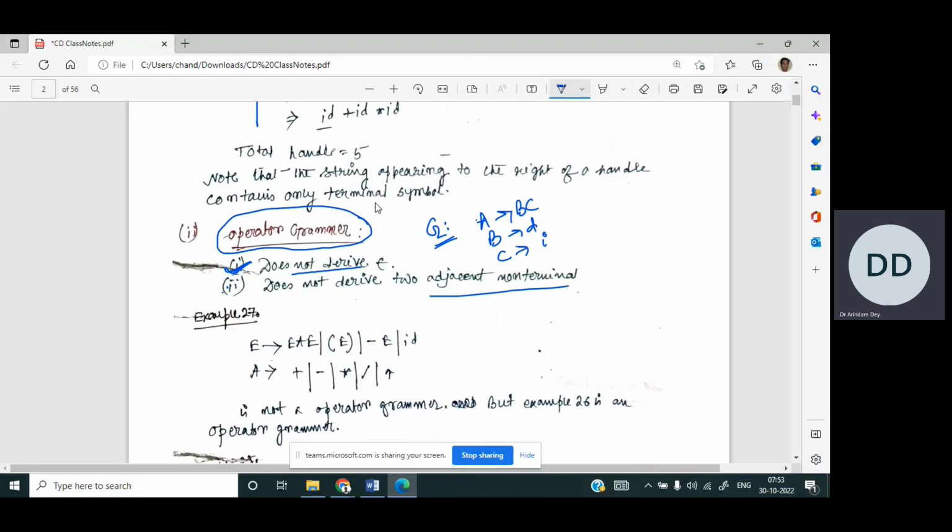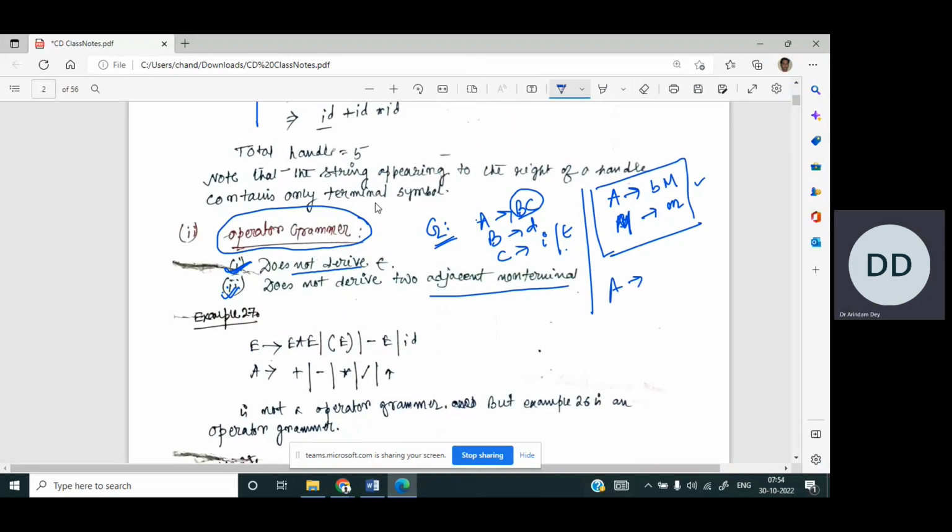What does it mean? It means that here in the production, nowhere the epsilon move is there. If I write this epsilon move over here, that is a problem. And also under the second point, it does not derive any two adjacent non-terminals, but here two adjacent non-terminals are there, B and C. Both the criteria have to be satisfied. That means if I change the grammar in this way, let A generate small b, capital M, and let M generate small m, then the grammar is operator grammar. Fine, no problem with this grammar.